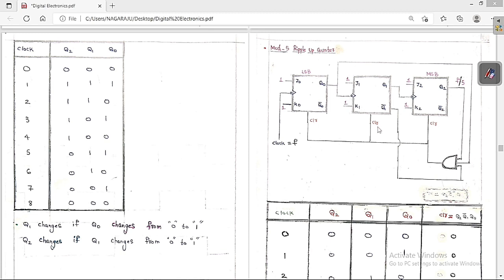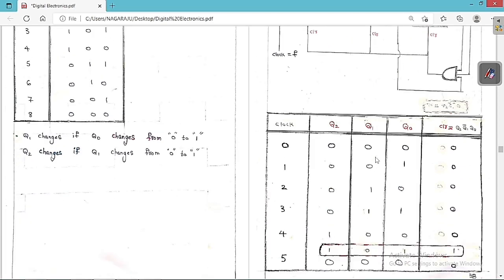Now here I want to make this a modified counter with 5 states. How do we design the circuit? I will give you the information. Before that, just draw this diagram. Based on this I am going to draw this. Very important point here.